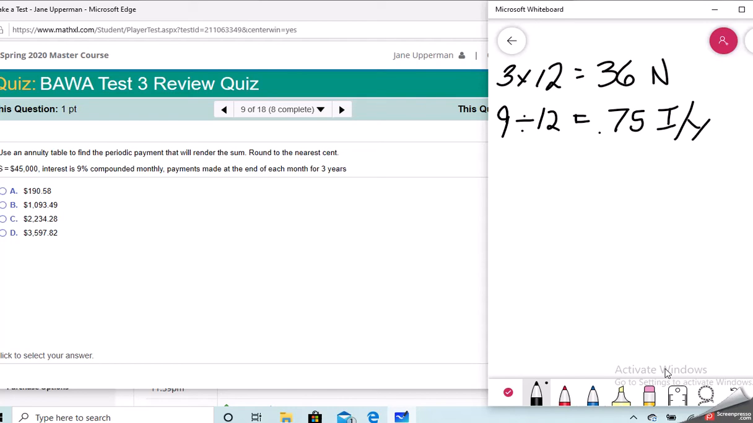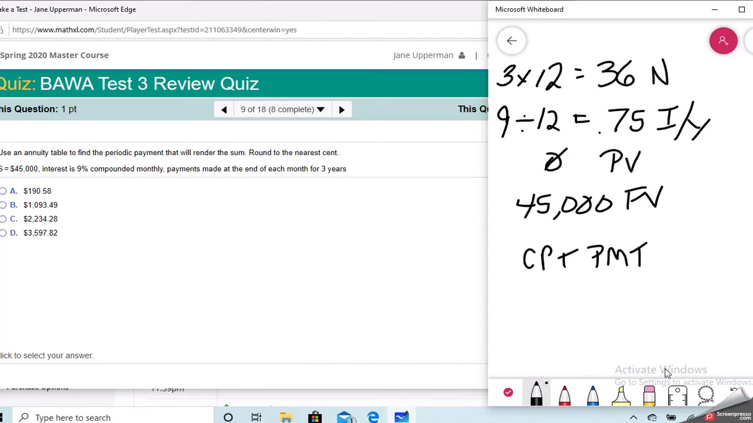We're trying to accumulate 45,000, so we don't have anything to start with today. So we zero out our present value. They want to know what the payments will be, so that's what we're computing if we want to reach the goal of the 45,000. So 36 is the N, 0.75 is the IY, zero out the present value, 45,000 is our future value, and then compute the payment. So that is $1,093.49. So then that is B.